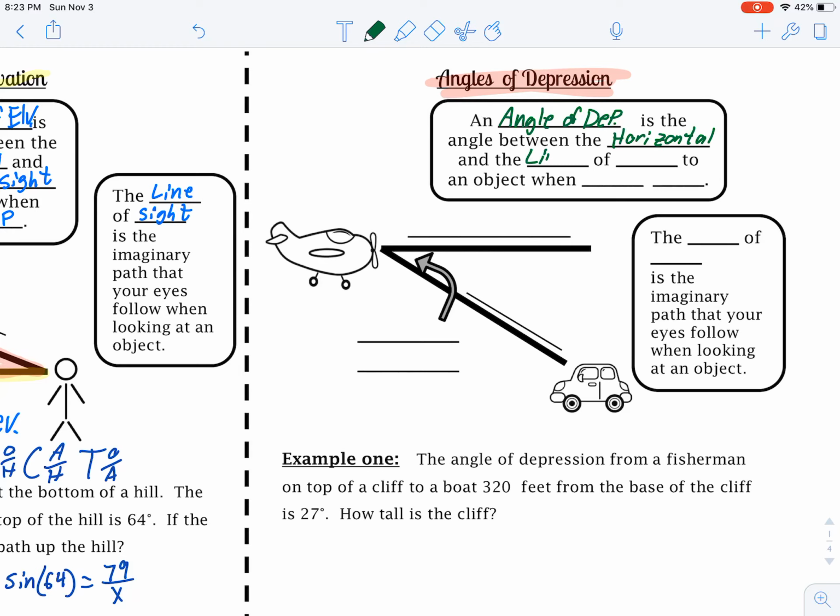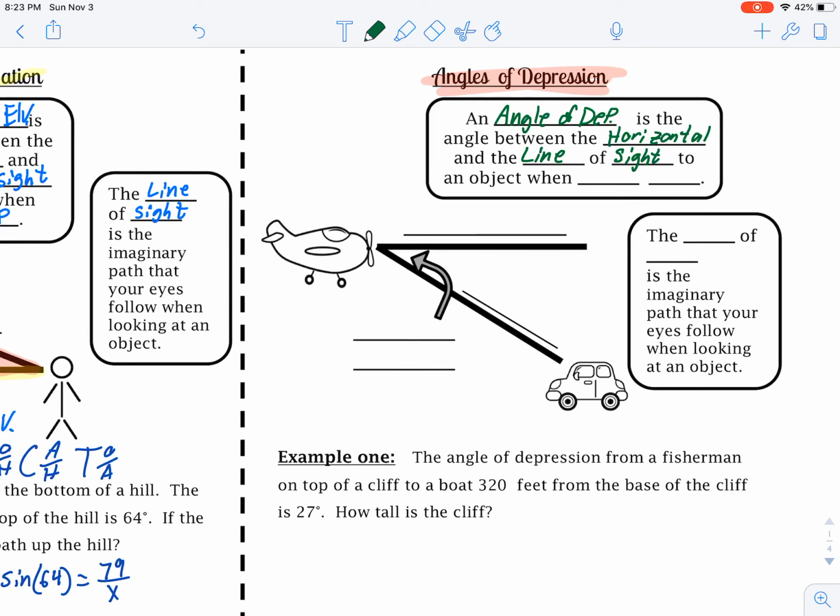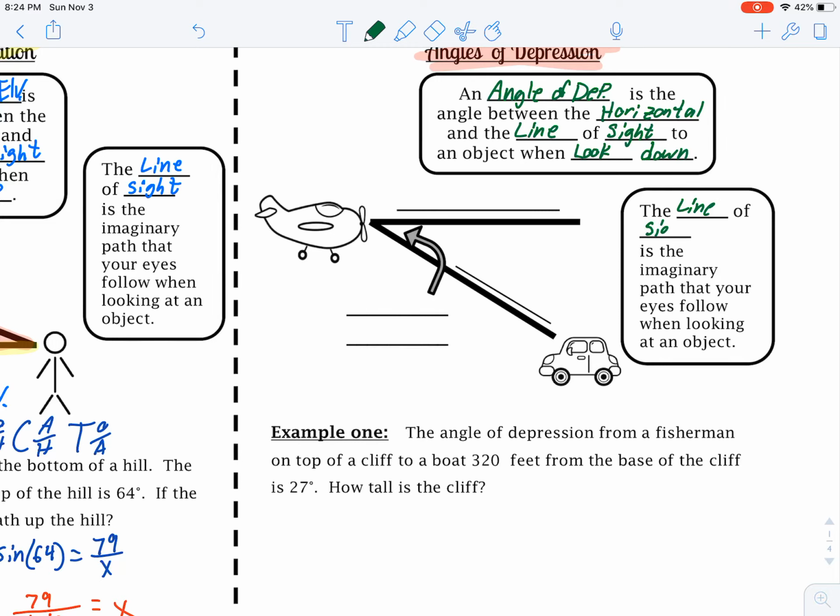Hey, that sounds kind of familiar, right? Looks really the same over here, except that it's when we look down at an object. So just like in these blanks, this is also line of sight. It's where we're looking at. So this is our angle of depression. Okay, he's inside the angle.